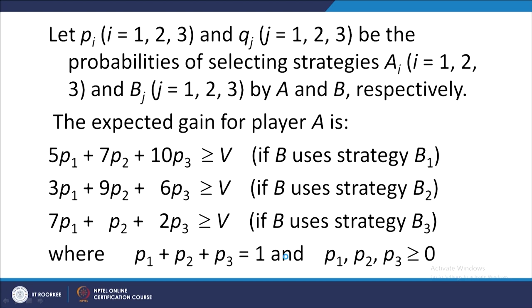This comes if B uses strategy B1, and similarly the second equation, that is 3P1 plus 9P2 plus 6P3 greater than or equal to V. This happens if B uses the strategy B2, and the third equation is 7P1 plus P2 plus 2P3 greater than or equal to V. This comes if B uses the strategy B3. Of course, we must have the conditions P1 plus P2 plus P3 should be equal to 1, and all P1, P2, P3 should be greater than or equal to 0.